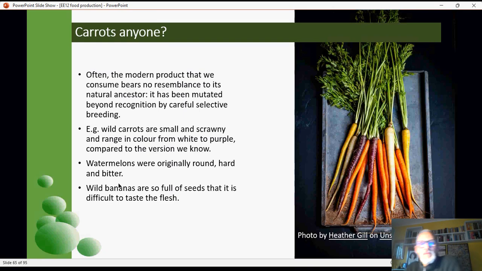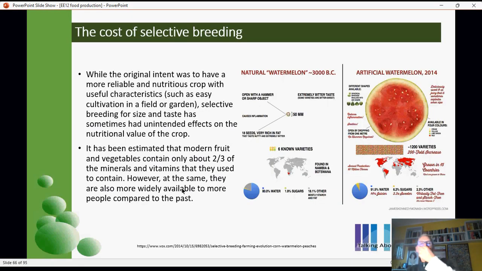thinking about the watermelons, natural watermelons are quite bitter. Wild bananas are full of seeds, so full of seeds that you can't actually see the flesh. They're all seeds, basically. Looking at the natural watermelon from about 3000 BC, we've got six known varieties, and they're found down here in Namibia and Botswana. Okay, 80% water, 2% sugar, 18% other, mostly starch and fat.